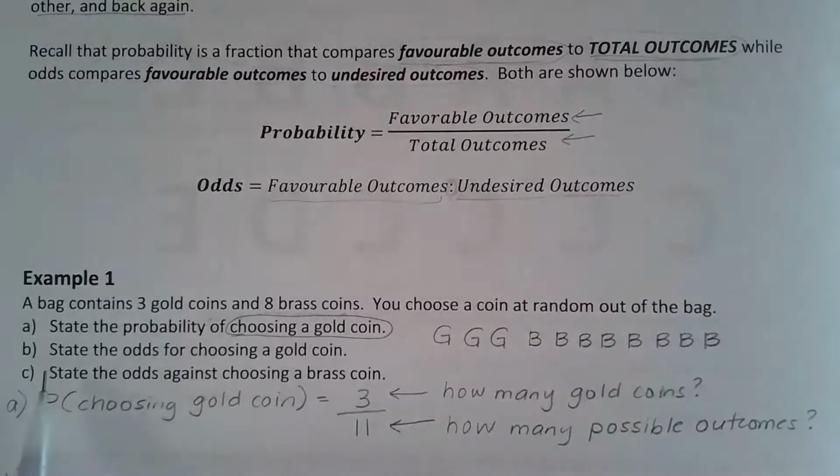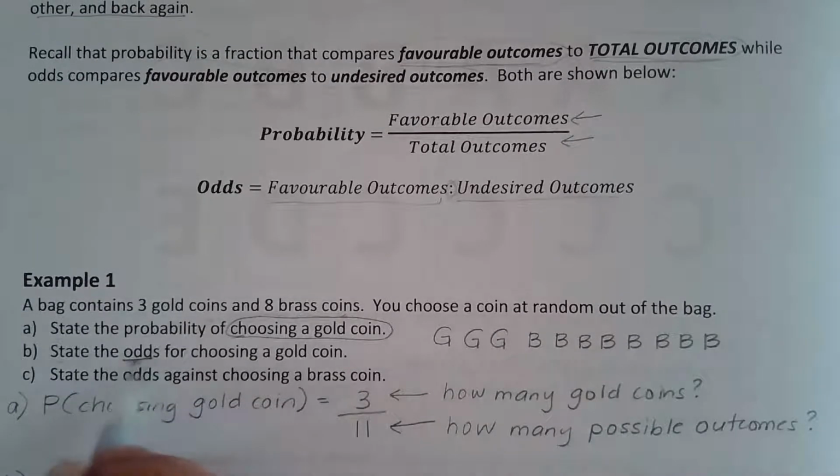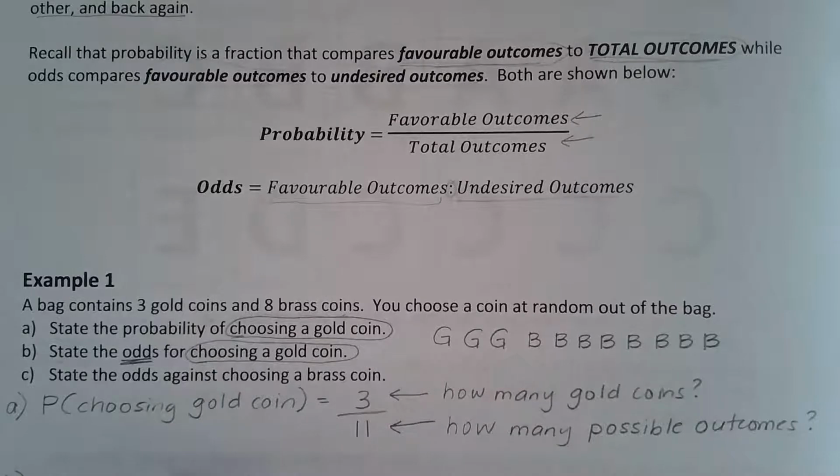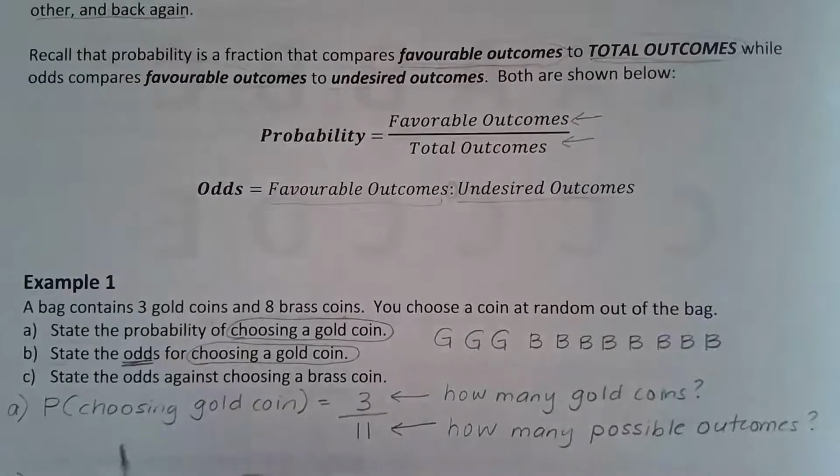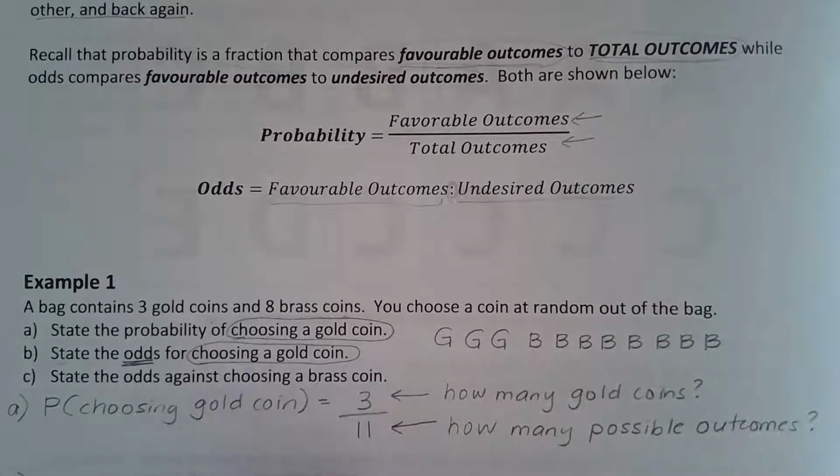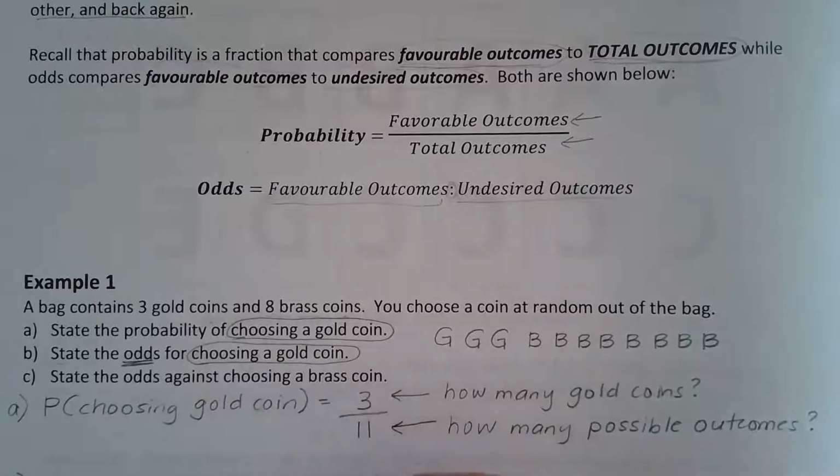Now let's take a look at letter B. State the odds. Okay, now this one we're talking about odds of choosing a gold coin. So, since we're talking about odds, it's a comparison. So odds of choosing gold coin.